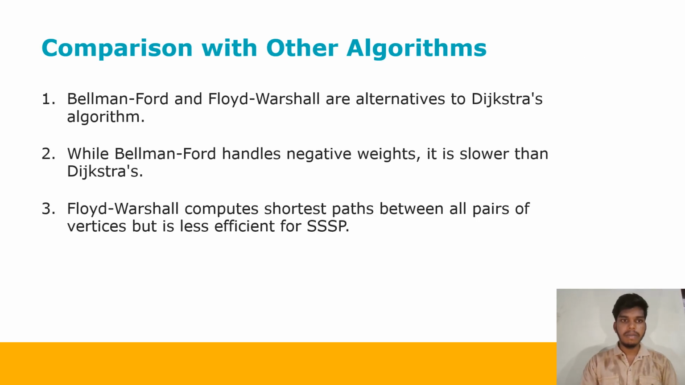Comparison with other algorithms. Bellman-Ford and Floyd-Warshall are alternatives to Dijkstra's algorithm. While Bellman-Ford handles negative weights, it is slower than Dijkstra's. Floyd-Warshall computes shortest paths between all pairs of vertices, but is less efficient for SSSP.